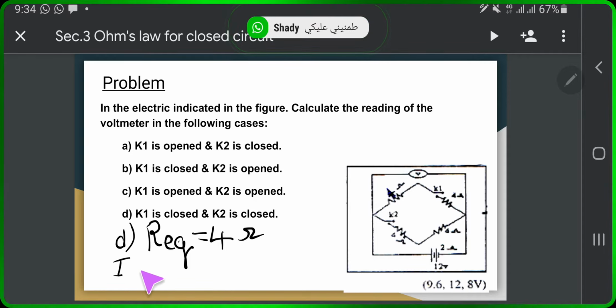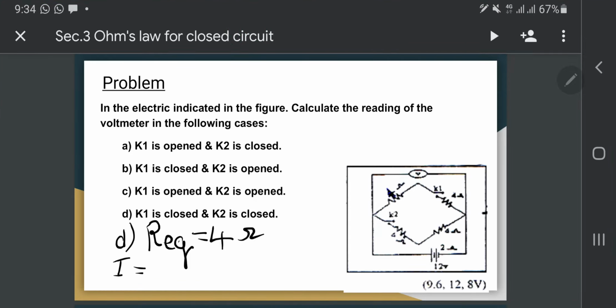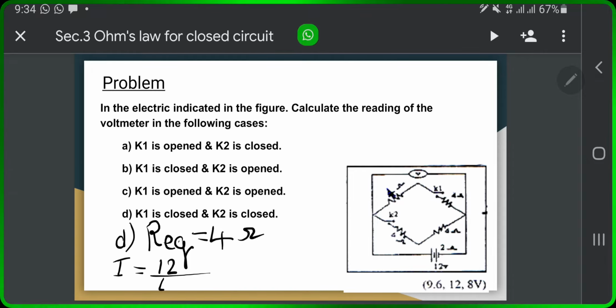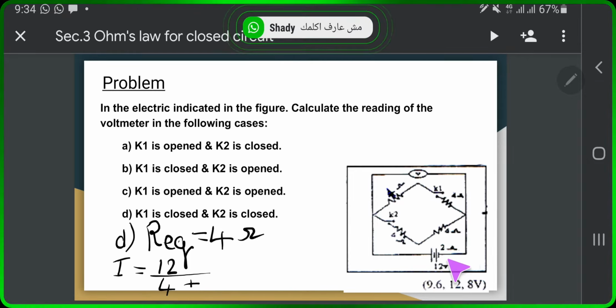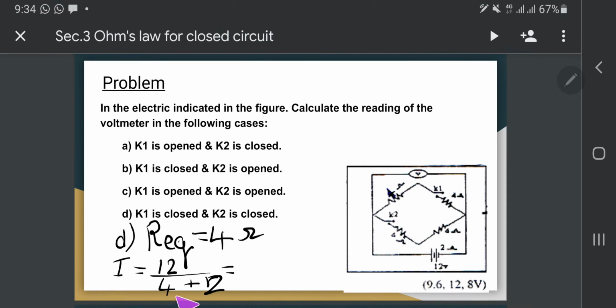Okay, the current equals VB, which is 12, divided by R equivalent 4 plus R internal 2, equals 12 over... sorry, 2 plus 4 is 6, 12 over 6 equals 2 ampere. So V equals IR, meaning 2 times 4 equals 8 volt.